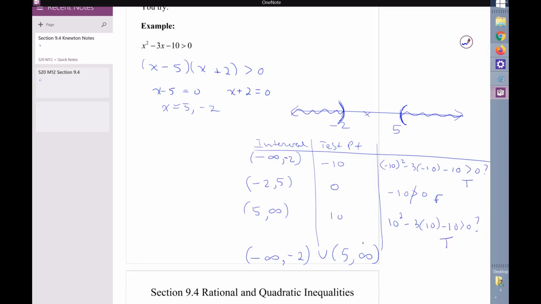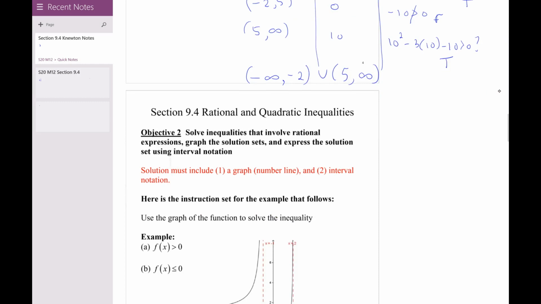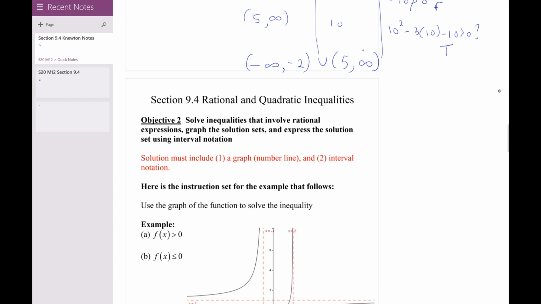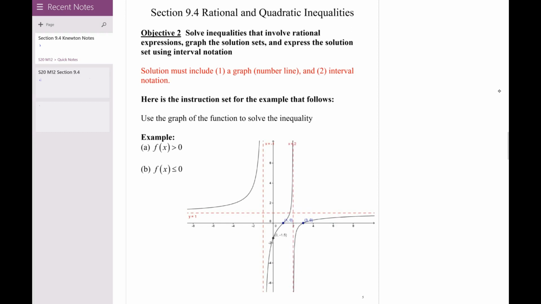Continuing on, section 9.4. Now we're going to do objective 2 with the rational inequalities. So we first looked at quadratic and now we're looking at rational. Rational expressions, we've worked with some, and any polynomial over another polynomial is a rational function. They can be really simple or a lot more complicated. Anytime you have a polynomial over another polynomial, that's called a rational function.